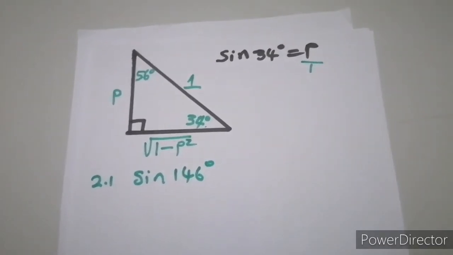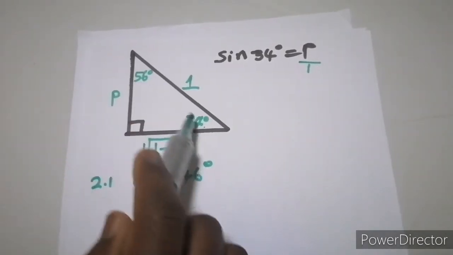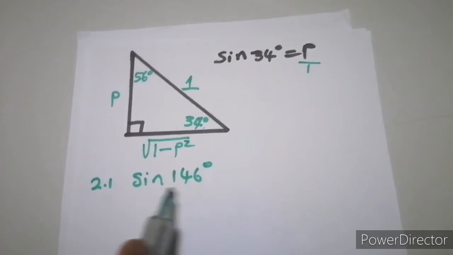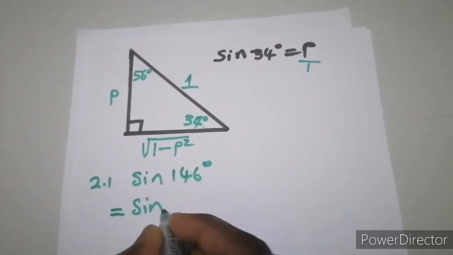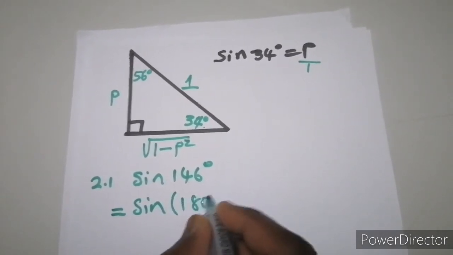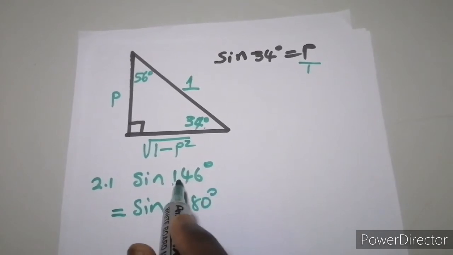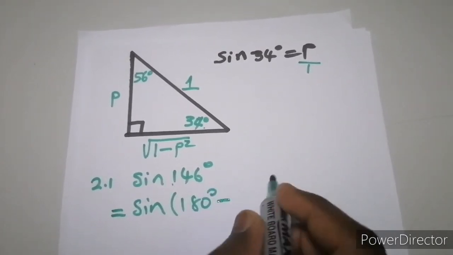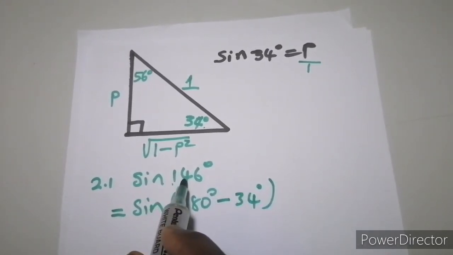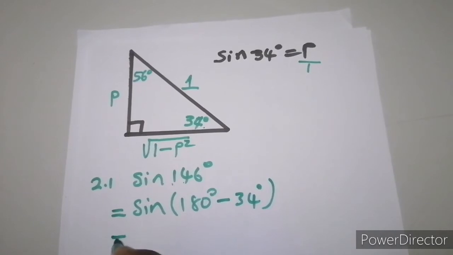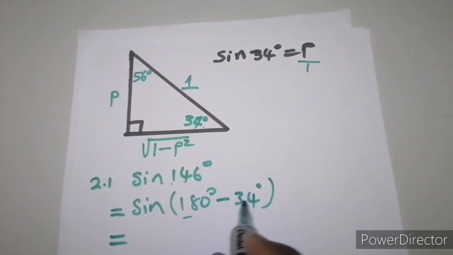Right, now the first question says find 2.1, the sine of 146. Now what we're going to do is to reduce this angle until one of these two angles is formed, and we can easily find the ratio. Now let's continue. By reduction formula, 146 is 180 minus 34 degrees.